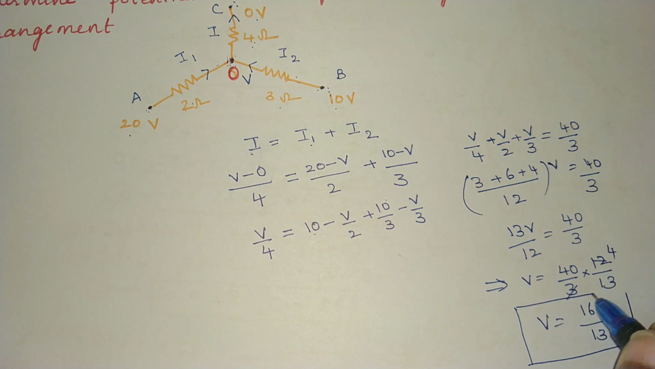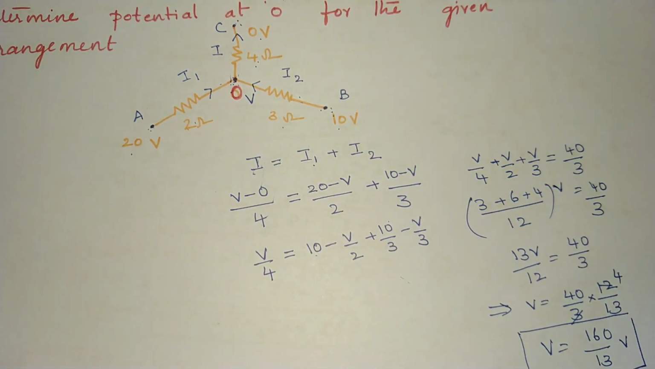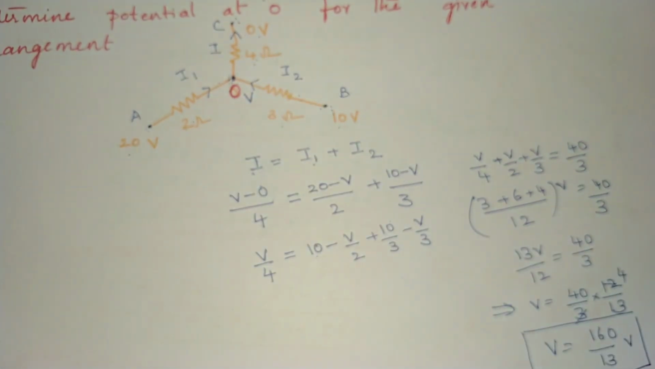Okay, so this will give you the potential at the junction of 3 resistors. So this is how you can determine the potential at the junction by taking the currents.